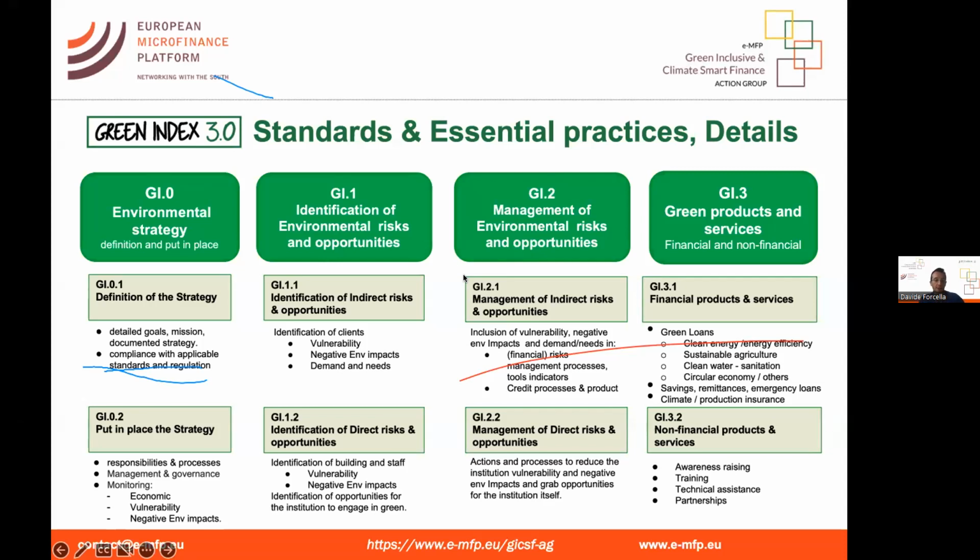And the essential practice GI22 is the management of direct risk and opportunity. So here we look at how the institution is managing, they identify opportunity and risk in the essential practices before. So the actions and processes that are put in place to reduce institutional vulnerability and negative environmental impact and grab opportunity of the institution. For example, putting solar panel on the roof of your headquarters, deciding to not print any more paper, or, for example, move your premises far away from a river that could be flooded by heavy rain.